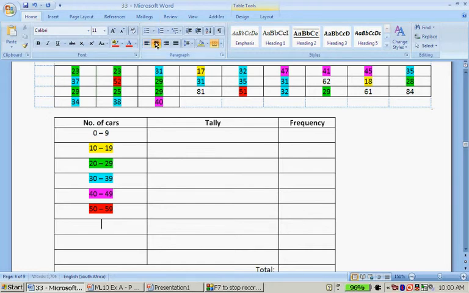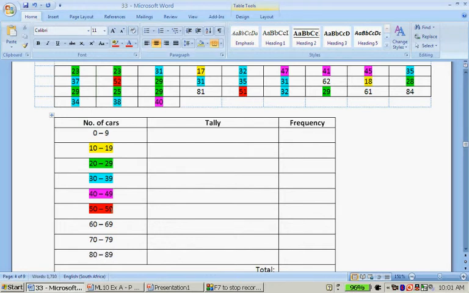Between 60 and 69, and now they're actually not a lot, so we don't have to color these, just two. Then between 70 and 79, there's none, and between 80 and 89.